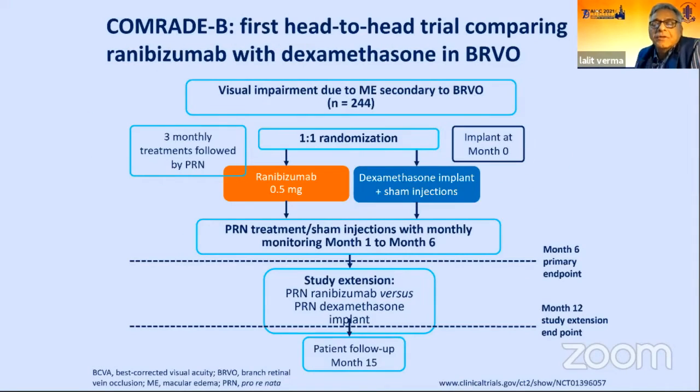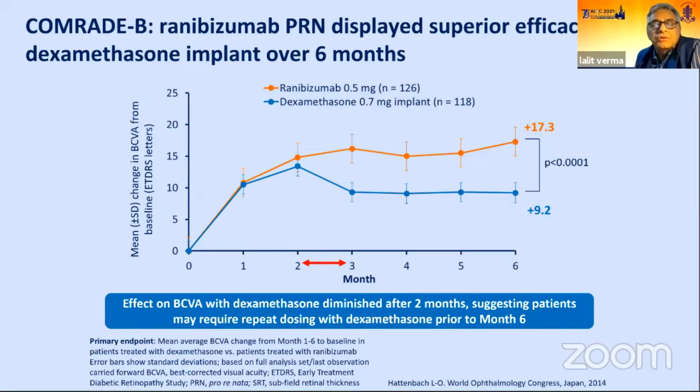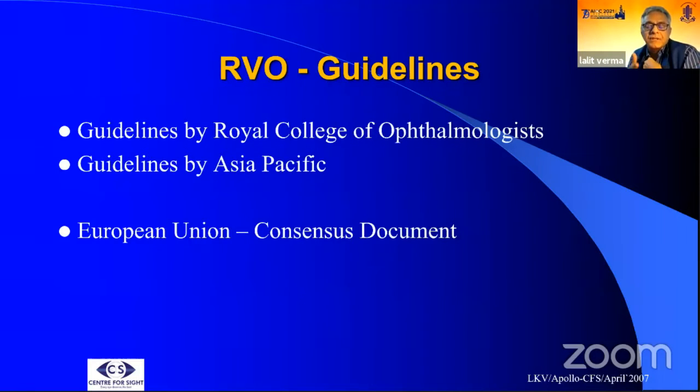And Comrade B was the first head-to-head study comparing ranibizumab with dexamethasone. The graph from this study shows that ranibizumab displayed superior efficacy over 6 months, primarily because the effect of dexamethasone clinically, although they advocated 6 months, does not last beyond 3 months or so. So based on all this, a lot of guidelines have been proposed by various groups of ophthalmologists, by Asia Pacific, by Royal College, and European Union also.